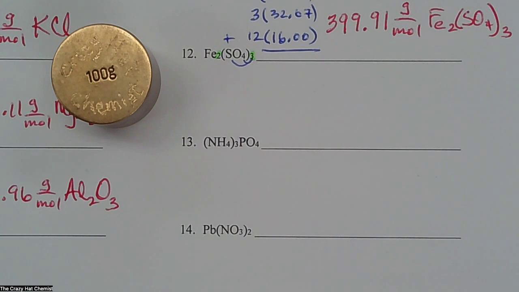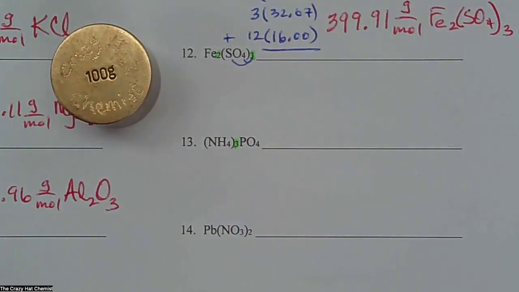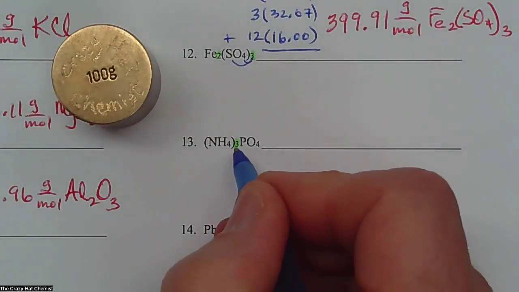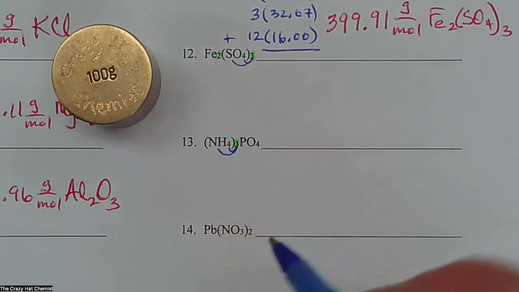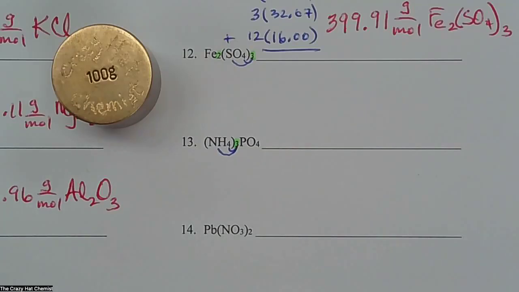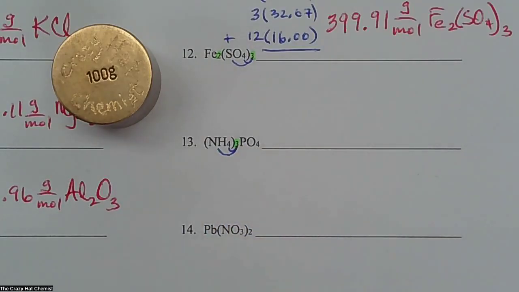Okay, and again here on this problem, we have a 3 outside the parentheses. That 3 will be distributed amongst the terms that are inside. So there are going to be 3 nitrogens, and 3 times 4, that's 12 hydrogens. There's 1 phosphorus and 4 oxygens. So there's 4 elements in this one here.